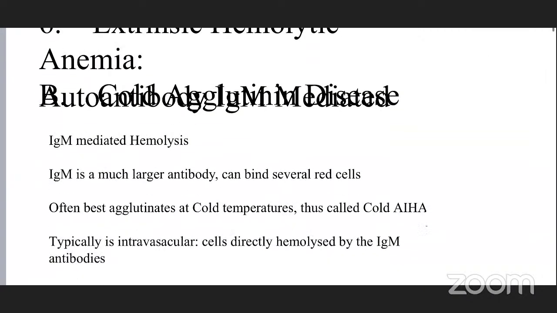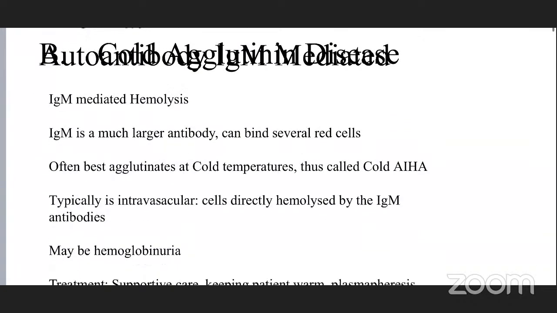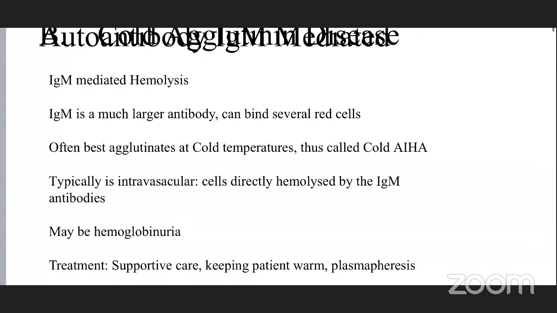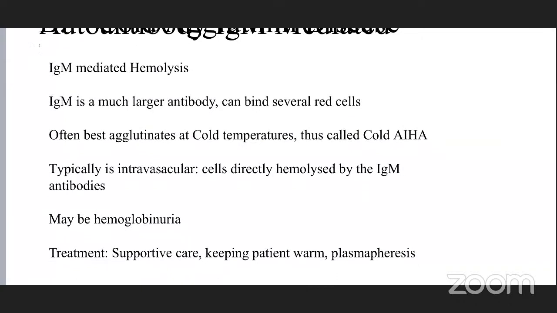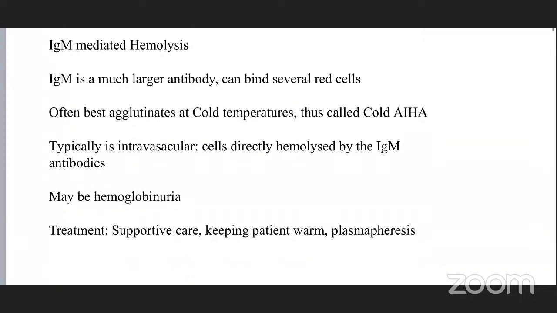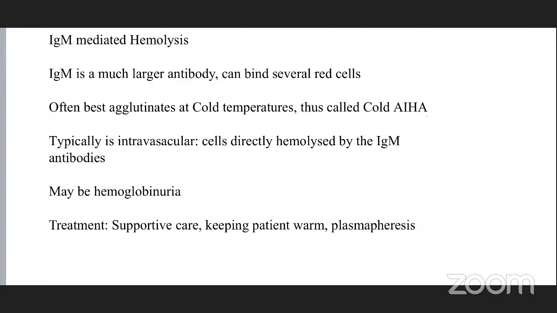Extrinsic hemolysis, this is IgM-mediated hemolysis. IgM is a much larger antibody, combines several red cells, and often best agglutinates at cold temperature, thus it is called cold autoimmune hemolytic anemia. Typically it is intravascular: cells are directly hemolyzed by IgM antibodies, and there might be hemoglobinuria. Treatment: supportive care, keep the patient warm. Sometimes we do plasma apheresis, but this patient needs to be kept warm.